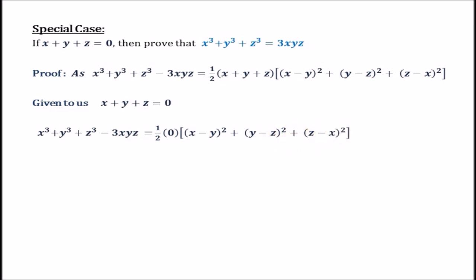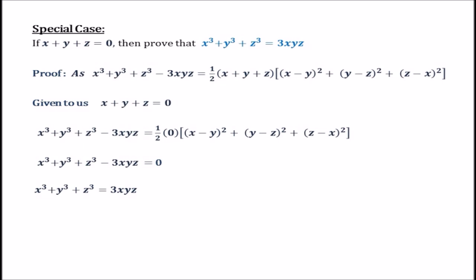Anything into 0 results in 0, so we will have x cube plus y cube plus z cube minus 3xyz equals 0, as we had 0 in the product of the terms on the right hand side. So the whole right hand side is now equated to 0. Taking minus 3xyz to the other side, we will have x cube plus y cube plus z cube equals 3xyz. So we have the proof. That is, if the sum of three terms or numbers is equal to 0, then the sum of the cubes of the three terms or numbers will be equal to 3 times the product of the terms.